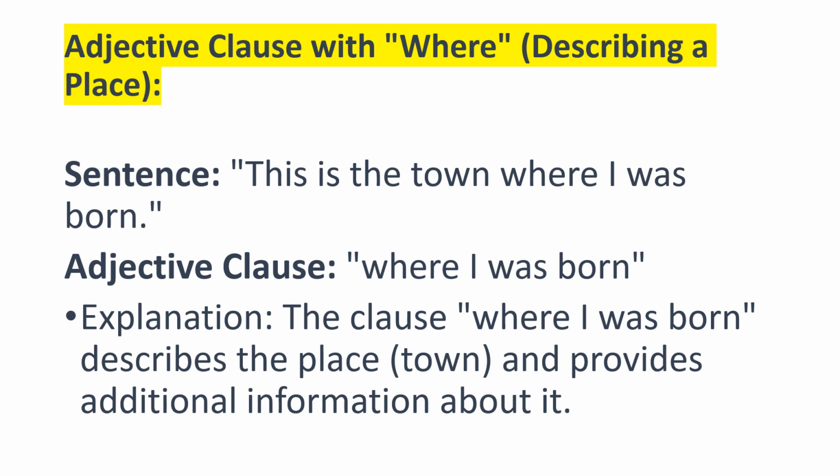An adjective clause which starts with where is used to describe a place. For example, this is the town where I was born. Where I was born is the adjective clause, and it describes the town and provides additional information about it.